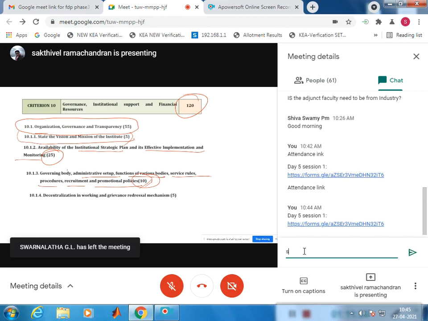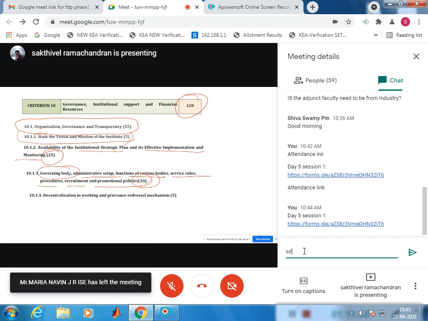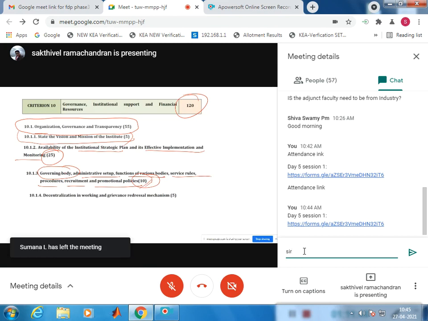So, who are the governing body members? How many meetings have been held? Whether they have been recorded? What are the recommendations of the governing bodies? All this, with respect to governing bodies, needs to be collected.